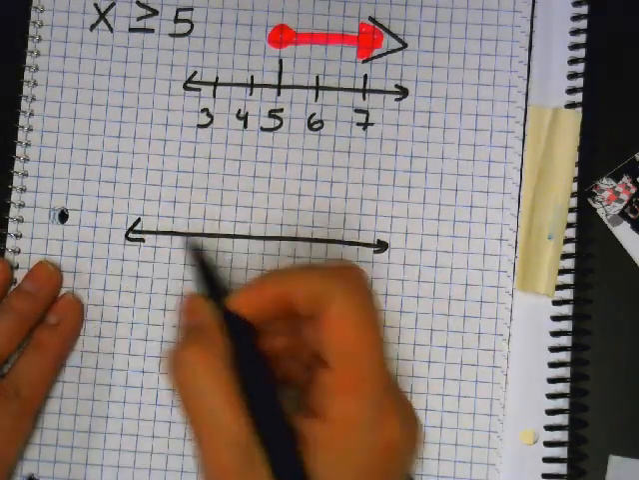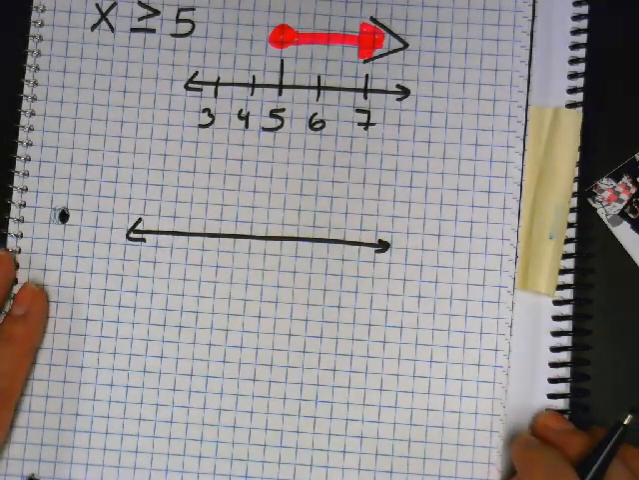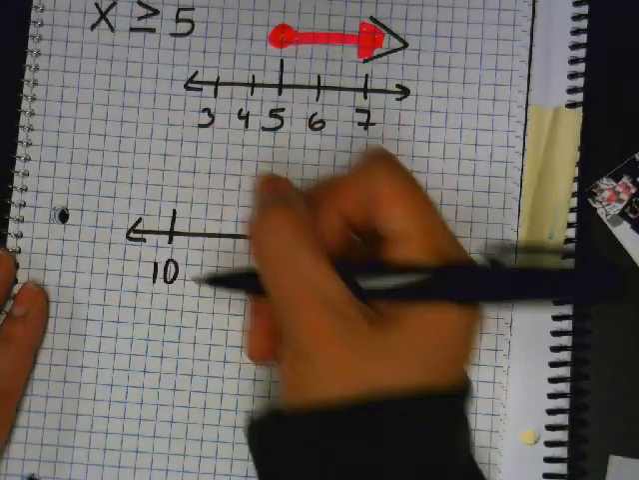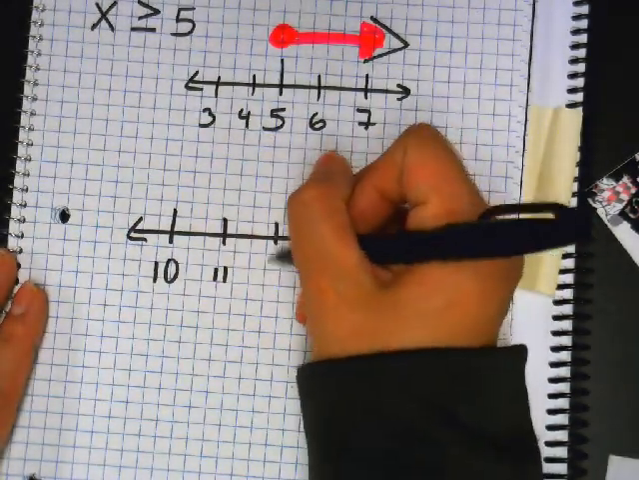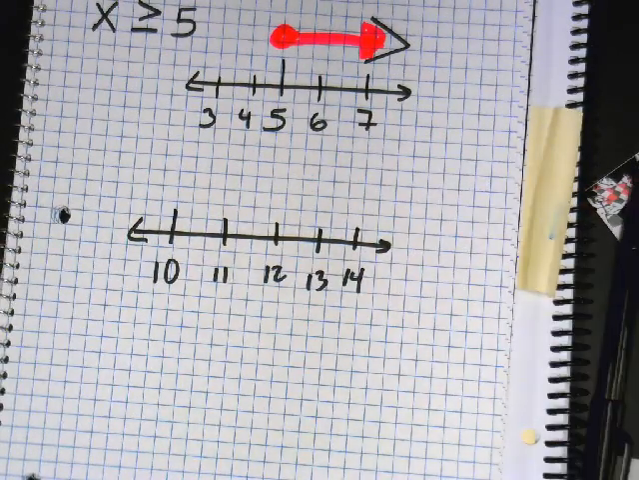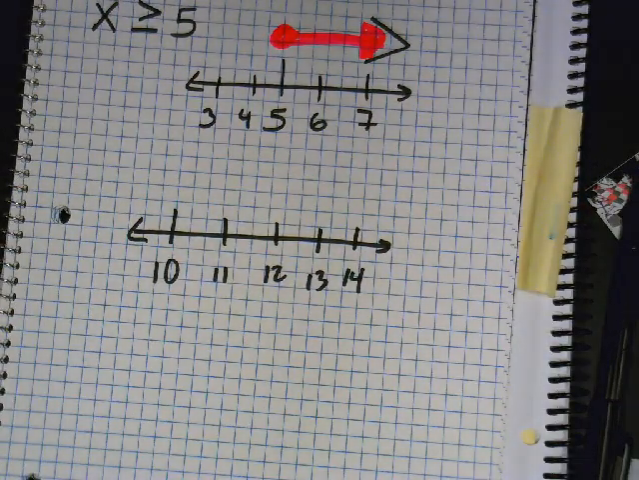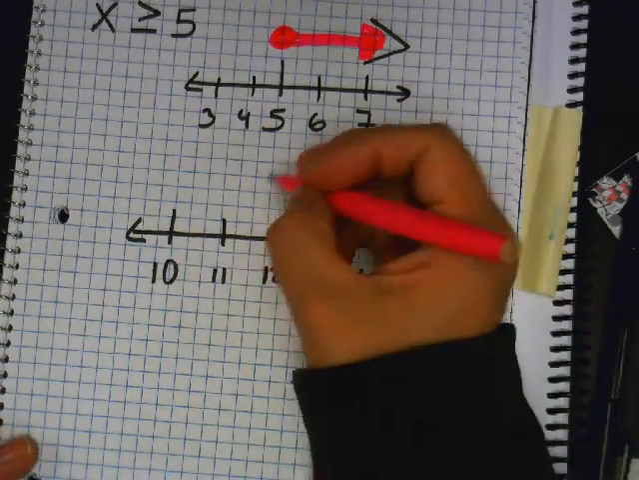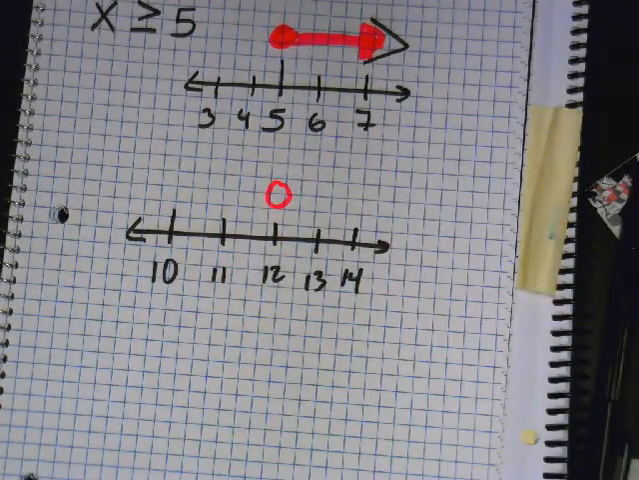All right, give me a number. 10. Open or closed? Close. I like open. Which way do you shade? Left. I love it.